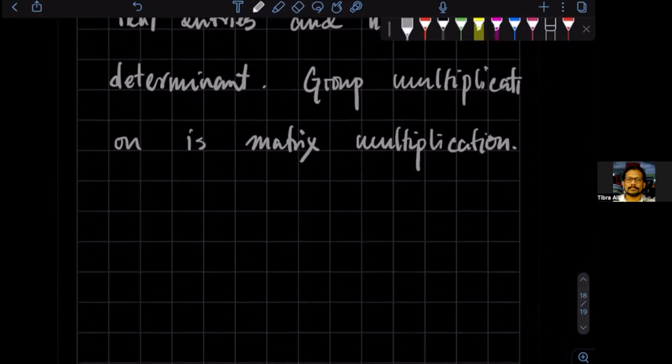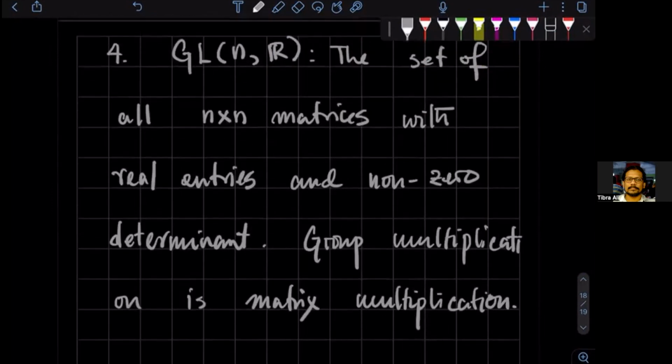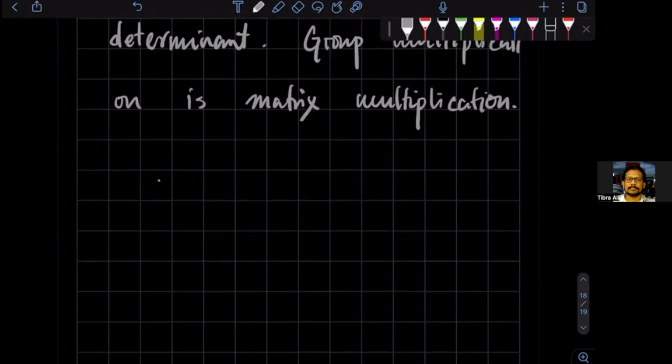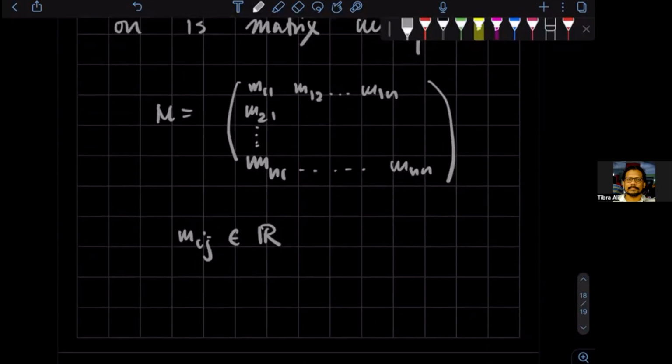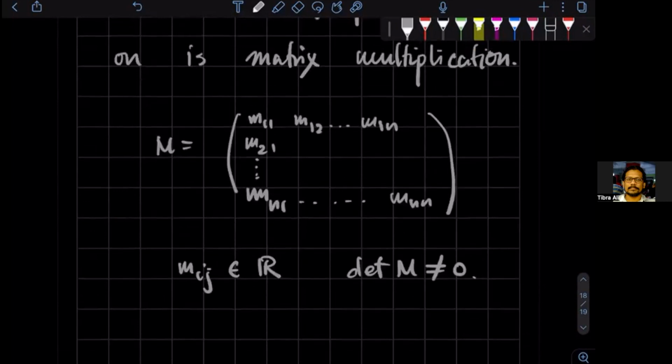So let's prove this, okay? So do you understand what we are talking about? We are talking about matrices of the form, say, M11, M12 dot dot, M1n, M21 dot dot dot, Mn1 dot dot dot, Mnn. Okay, where all the M's are real numbers, with the constraint that the determinant of M is not zero. Okay, so all this set of matrices form a group. Okay, so let's prove this.